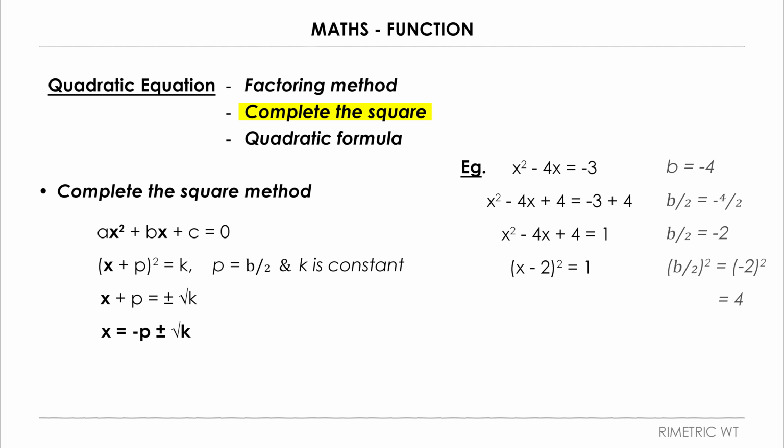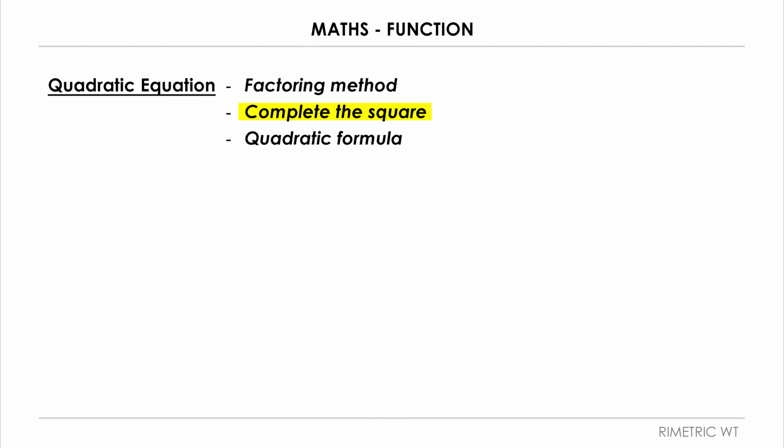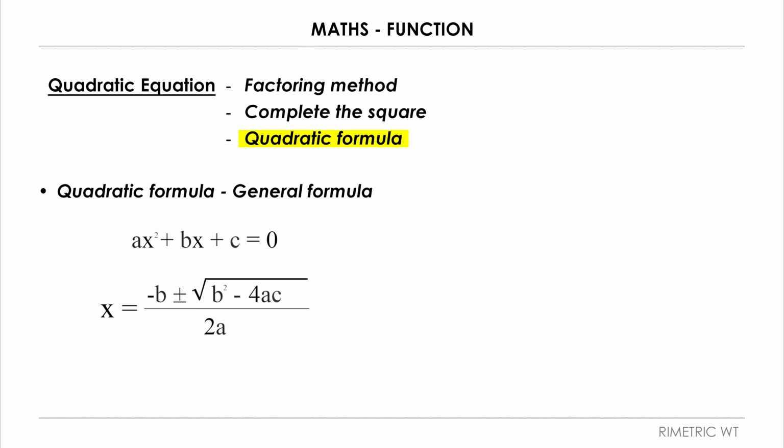Here, minus 2 is our p, which is found by dividing b by 2. Therefore, our solution will be found as shown, which is similar to the one we got using the factoring method earlier. The third method, and the most applicable one, is the general quadratic formula, as shown, which is in fact developed using the complete the square method.